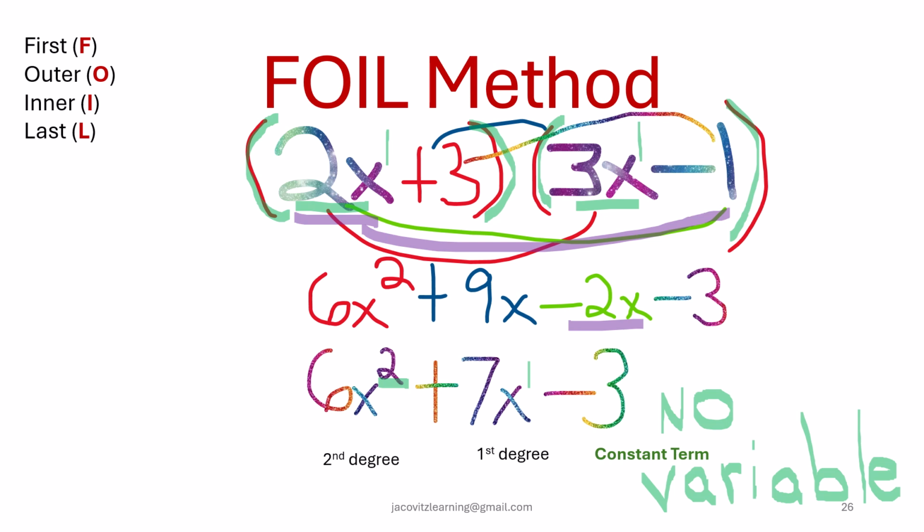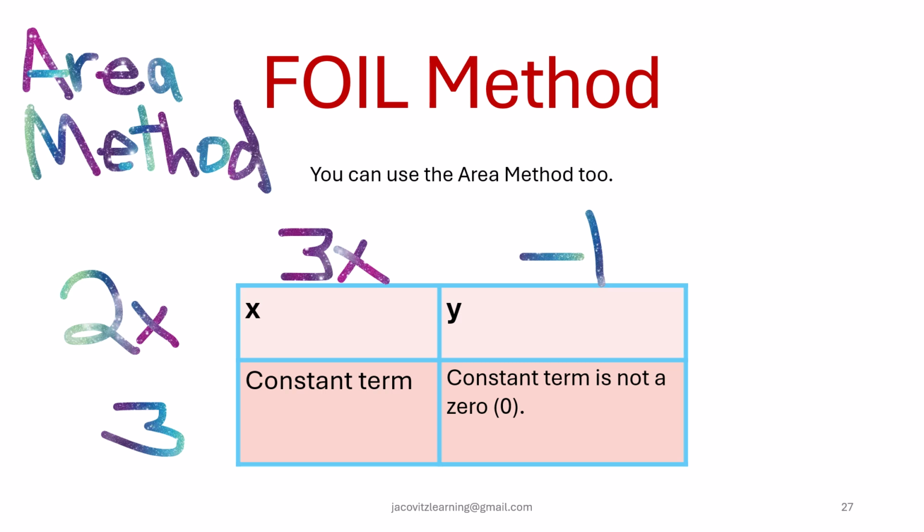Then you're going to do your inner term, which is 3 times 3x, which is 9x, I put here. Now it's positive. This is positive, this is positive, so it's 9x. And then you're going to do your last. Your last term is going to be positive 3 times negative 1, which gives you negative 3. And that's how you get your FOIL method. It looks complicated for now, but we'll discuss it as we move on. FOIL method, get used to this.